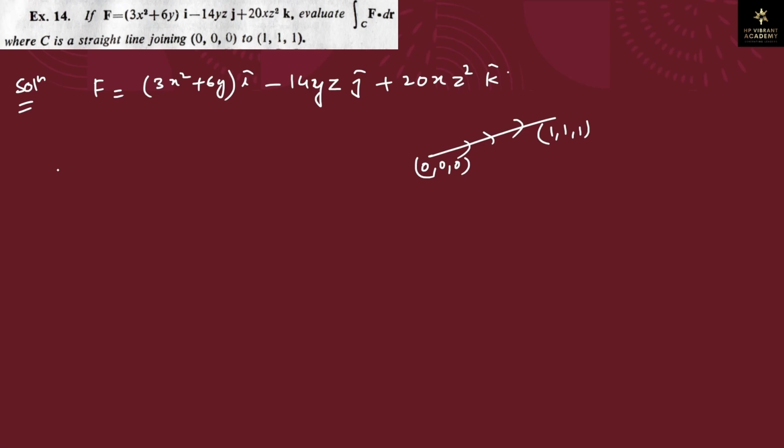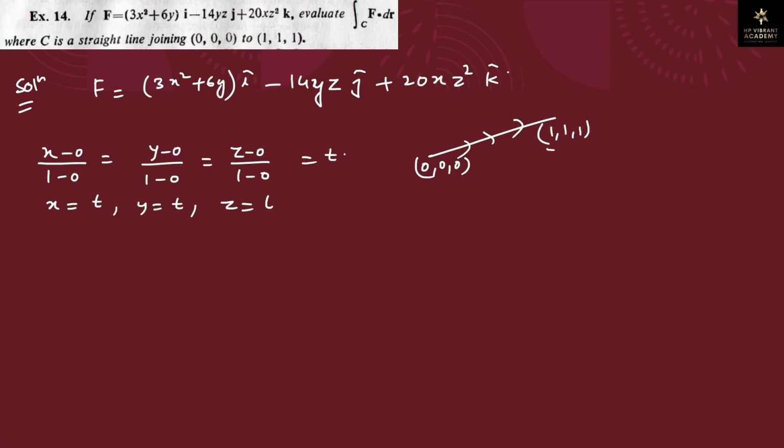So how we can write the expression of the straight line? So we have x minus 0 upon 1 minus 0. So this is 1 and this is 0. So 1 minus 0. Similarly, this is y minus 0 upon 1 minus 0 is equal to z minus 0 upon 1 minus 0. So let us take this as t. So we have the value of x as t, y as t, and z as t.